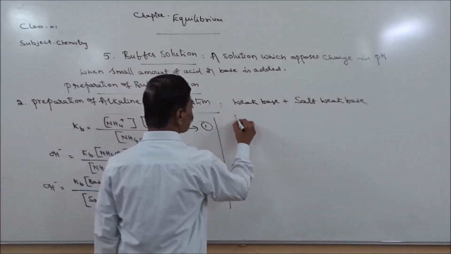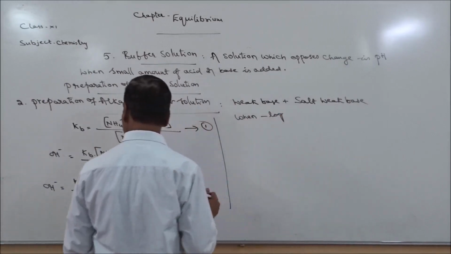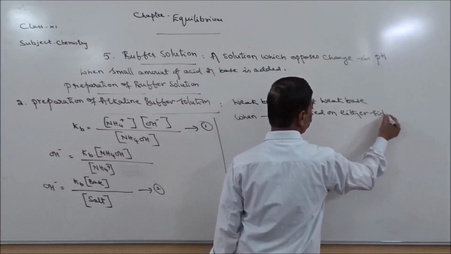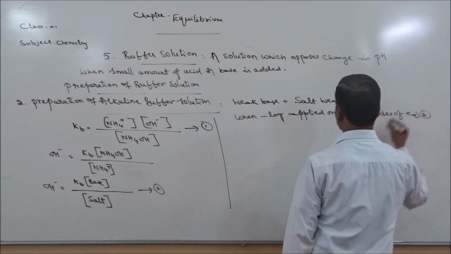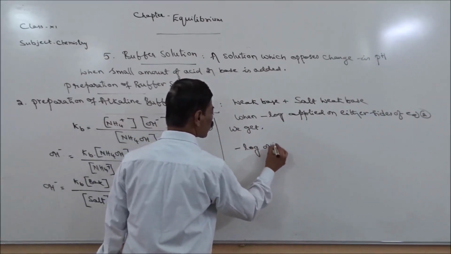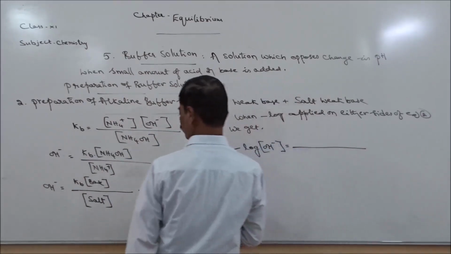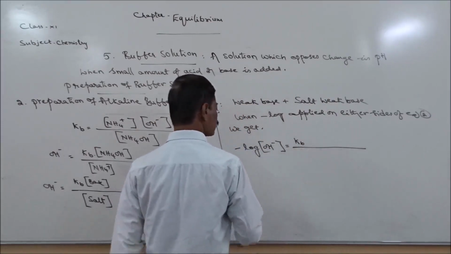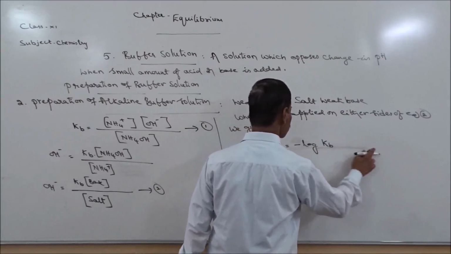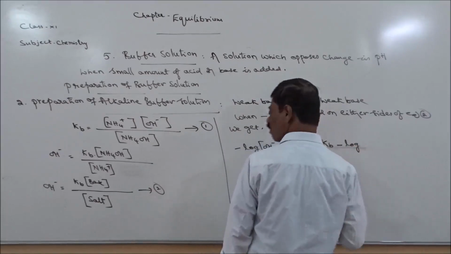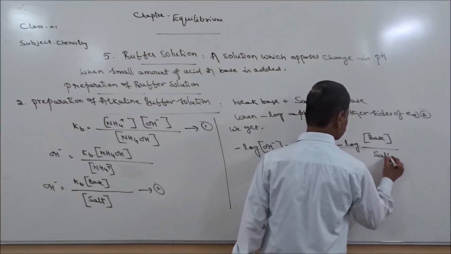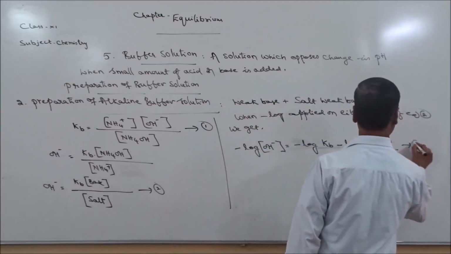Next, when negative log, minus of log, is applied on either side of equation 2, we get minus of log of hydroxyl ion molar concentration is equal to minus of log of Kb, that is ionization constant of base, minus of log of molar concentration of base divided by molar concentration of its salt. So let this be equation number 3.